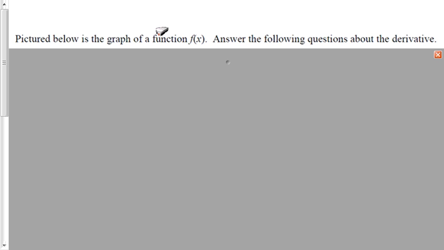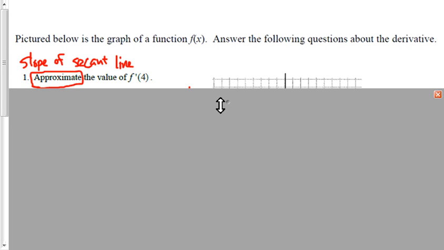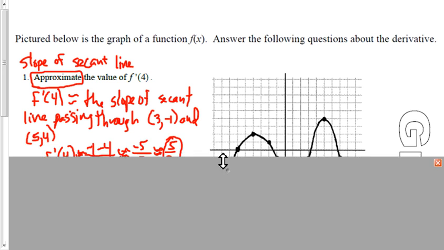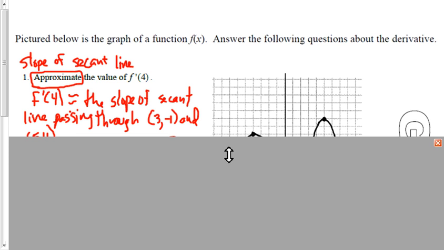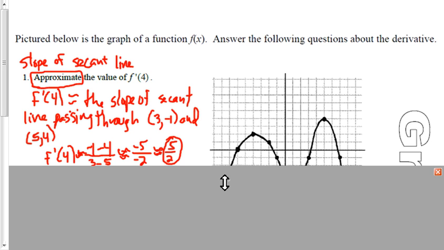All right, next page, we're given a graph of the function, and we want to answer some questions about the derivative. So first of all, it says approximate. Whenever it's saying approximate, we're going to use the slope of the secant line. So the derivative at 4, I'm going to try to find the slope of the secant line, and I'm going to use the points at 3 and 5. So the slope of the secant line passing through (3, -1) and (5, 4).